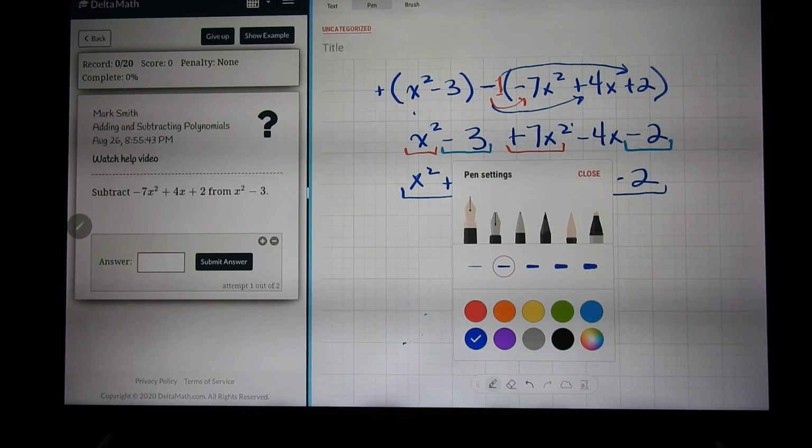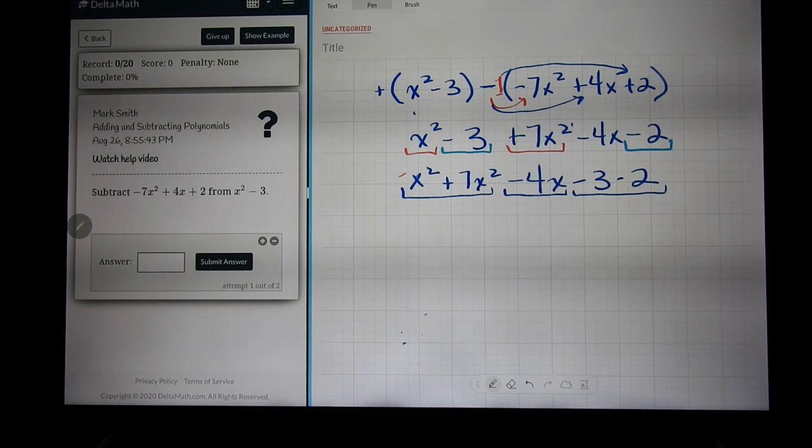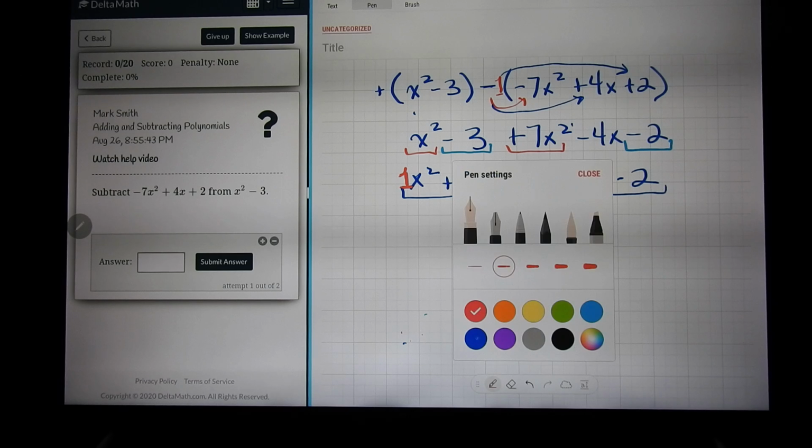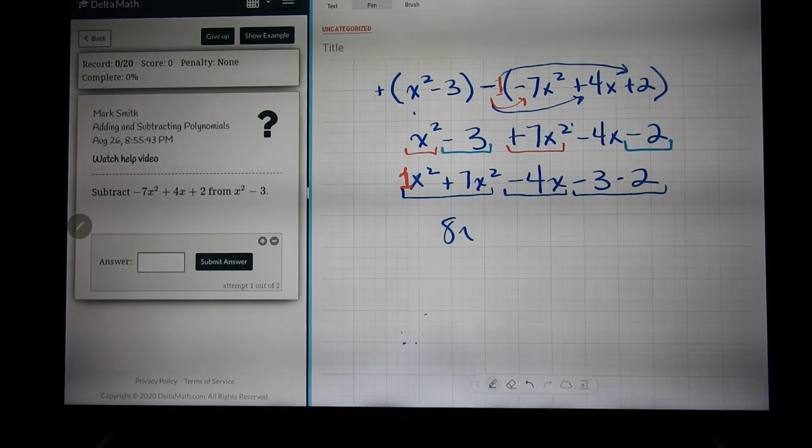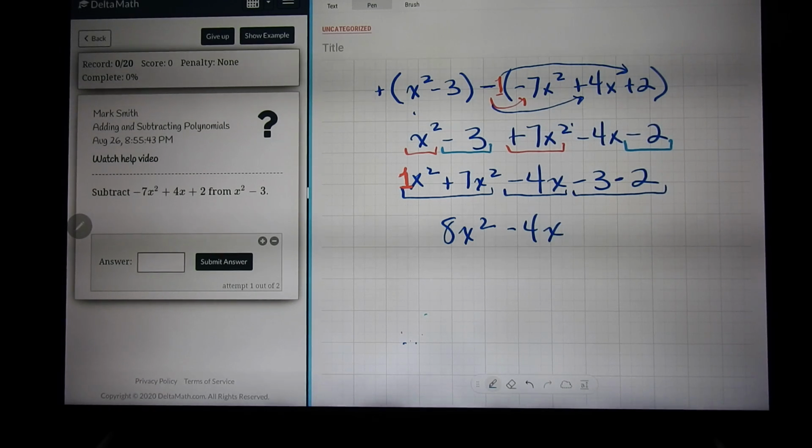Let's not forget this is our invisible 1, our famous invisible 1. So here we have 1x squared and we have 7x squared, and when we put them together, we're going to get 8x squared, and negative 4x comes down by itself, and we have a negative 3, and then we subtract 2 more, we end up with negative 5. So there's our answer, 8x squared minus 4x minus 5.